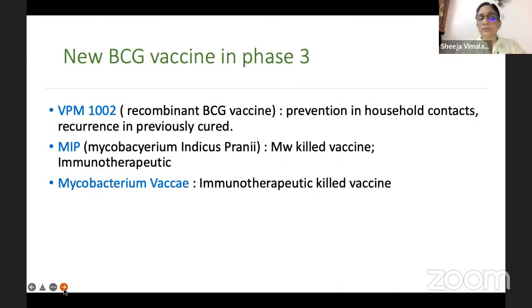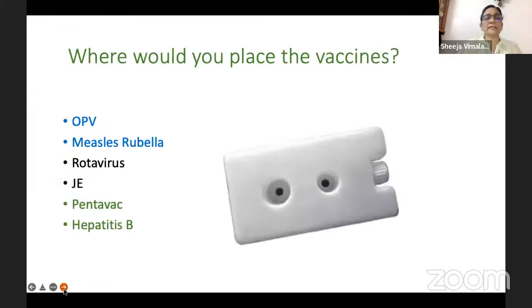Now, what are the new vaccines in phase 3? There are several vaccines like the VPM-1002. What is interesting regarding the newer vaccines is that these vaccines have, in fact, an immunotherapeutic role as well as prevention of infection in household contacts and also preventing recurrence in previously cured people. So newer vaccines are not just looking at primary prevention. They are also looking at the secondary prevention of tuberculosis.